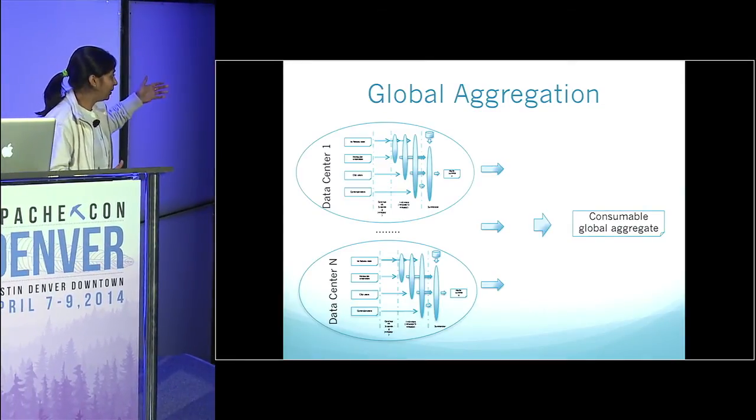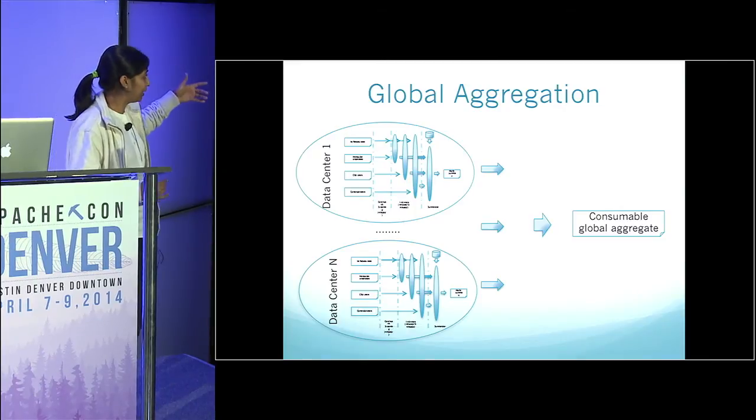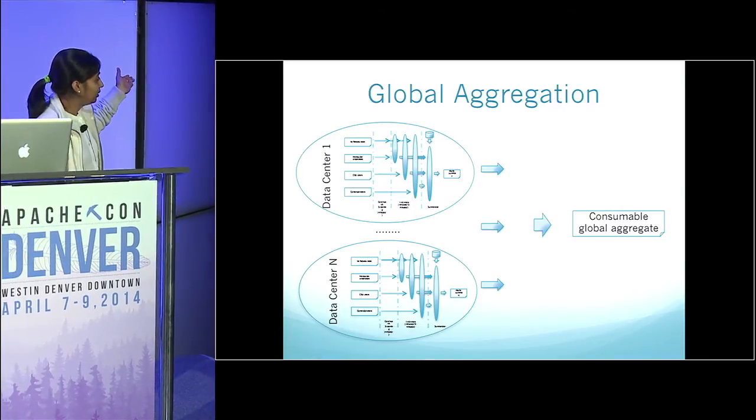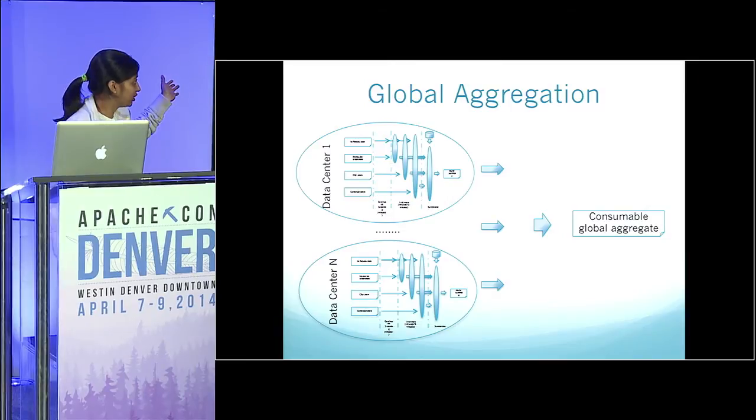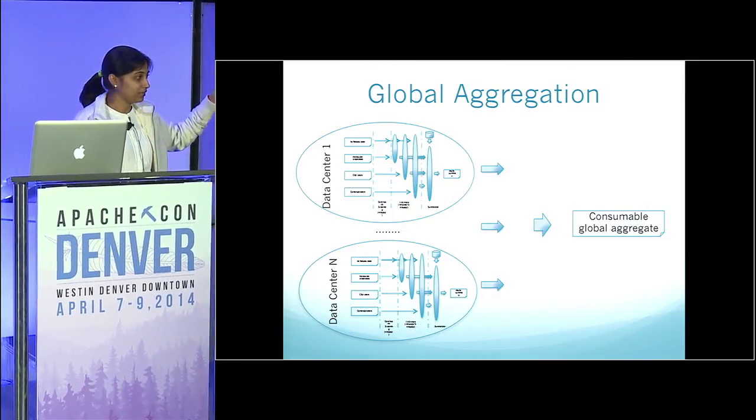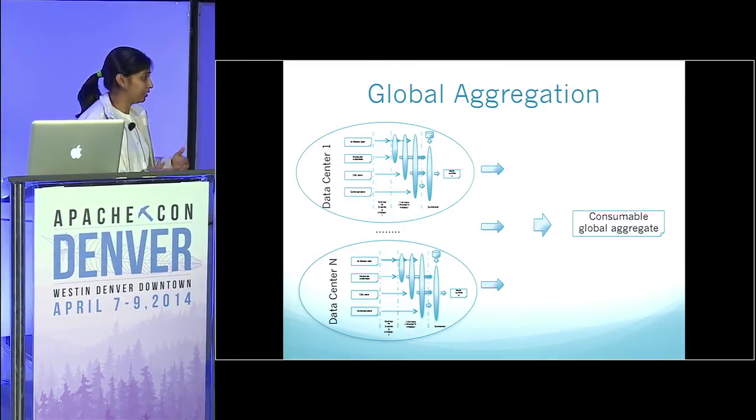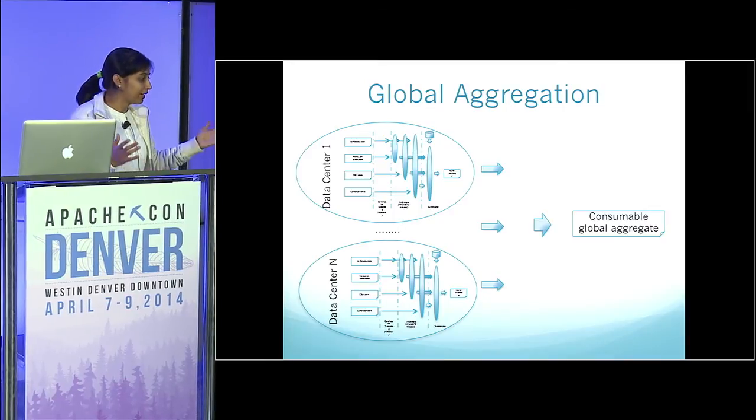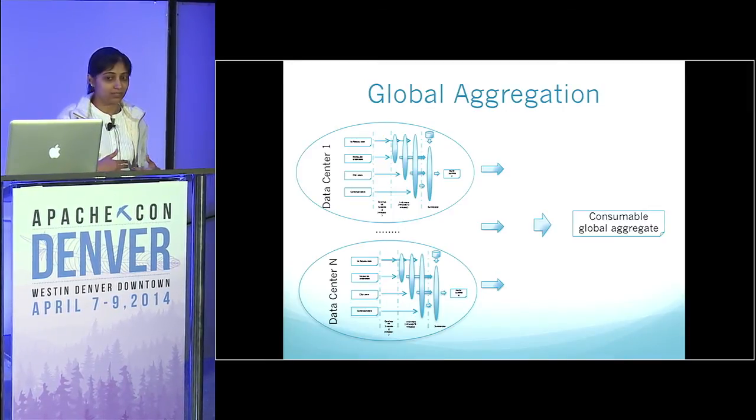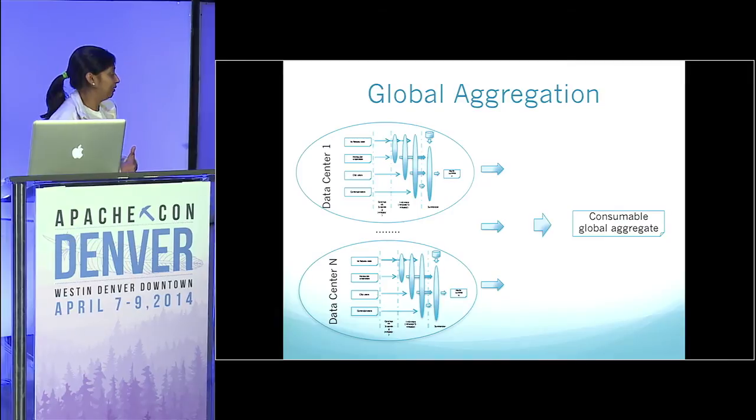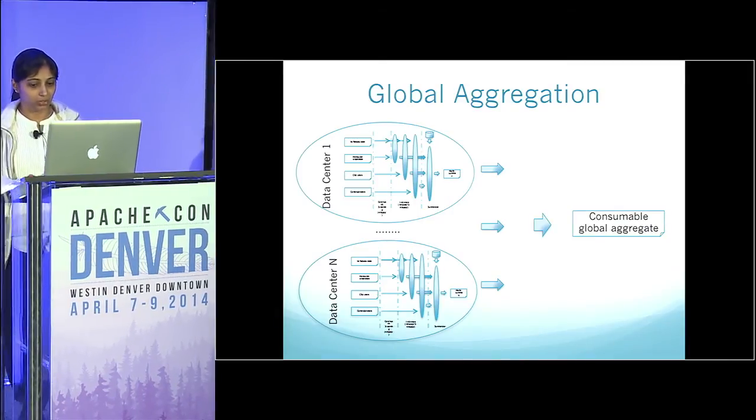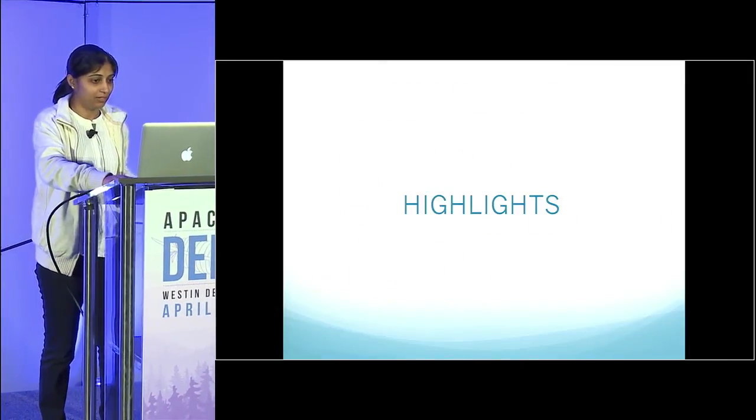So Falcon helps a long way in managing all these complicated pipelines. And automatically, the feed replication takes care of replicating this data into the global cluster, where we aggregate over the data across different clusters and have different reports for both human consumption and machine consumption.